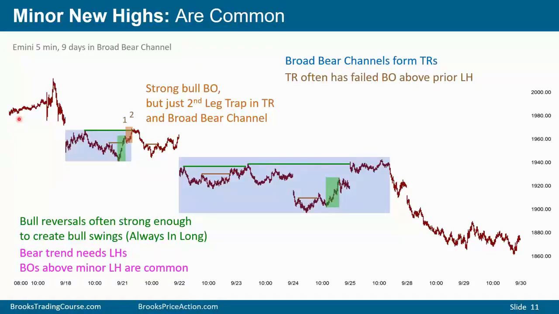All bear trends need a series of lower highs, and breakouts above relatively minor lower highs are common. For example, this is a minor lower high. The top of the bear leg is here or here. Going above this is not enough to end the bear trend. Going above this is a fairly major lower high, so a lot of traders will conclude the bear trend has ended at this point and that it now has evolved into a trading range and possibly a bull trend.